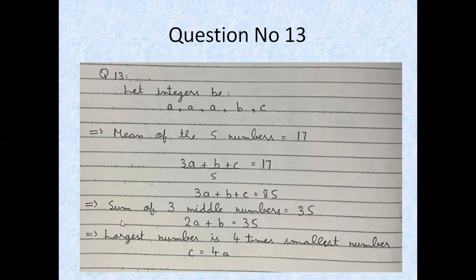Then he says that the sum of the 3 middle numbers is 35. These are the 3 middle numbers: A, A, and B. So 2A plus B is equal to 35. Then he says that the largest number is 4 times the smallest number. The largest number is this one, and it is 4 times this number. So C is equal to 4A. So I can put this C value into here, and you will have 7A plus B equals 85, and then I can solve these with each other simultaneously.